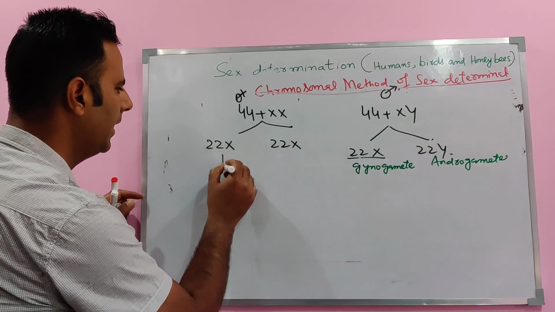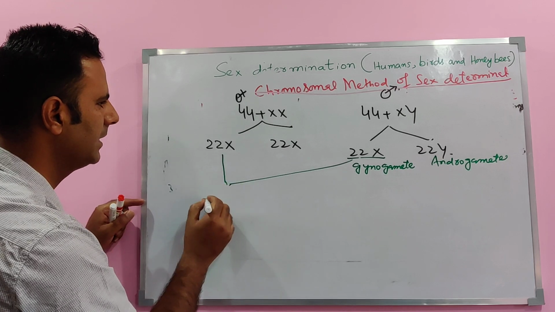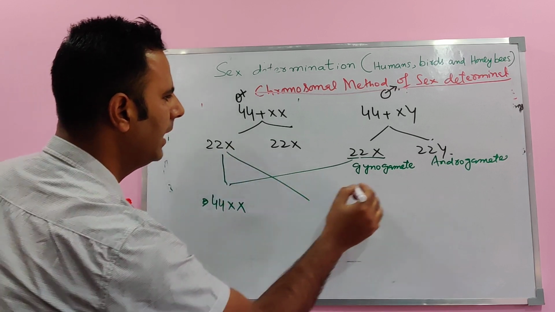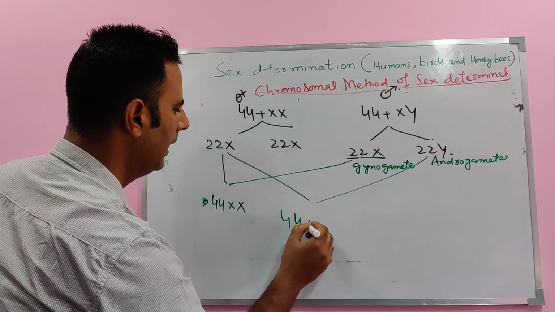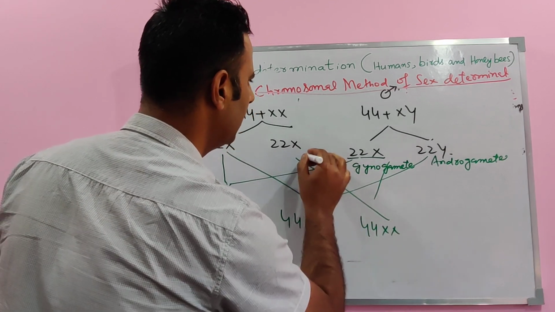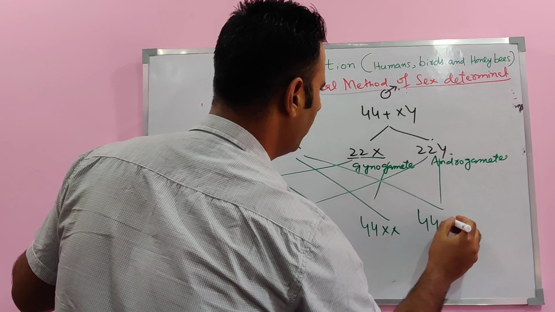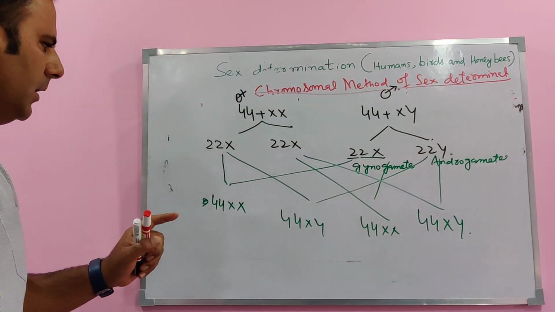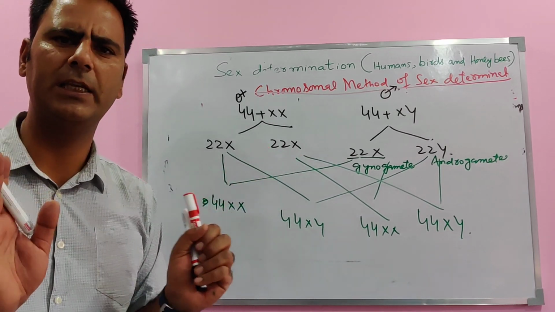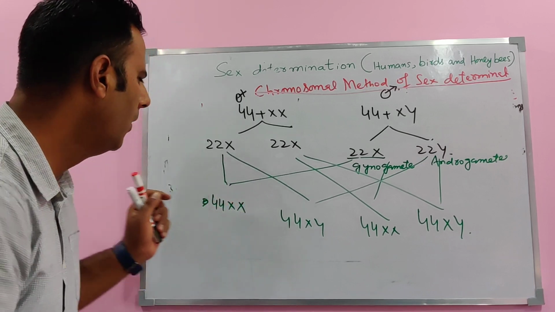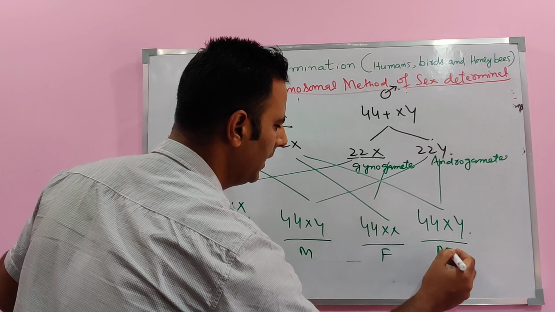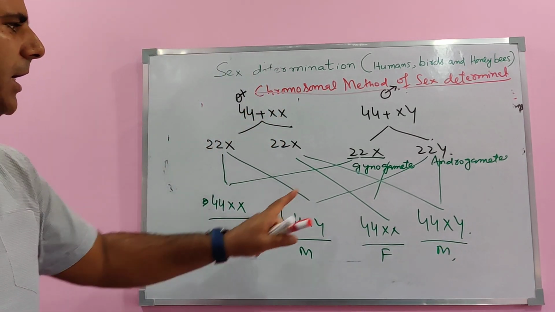Let us see the crosses. First of all, we make the cross between this and this. It will form 44X and X. Then this and this, it is 44X and Y. This and this, 44X and X. Then this and this, 44X and Y. Is the female responsible for determining the sex? Female has given only one thing, 22X. Nothing else. We have a female, a male, a female, and a male.